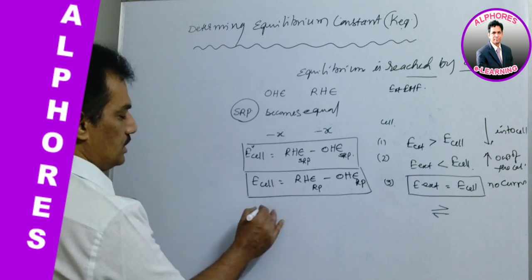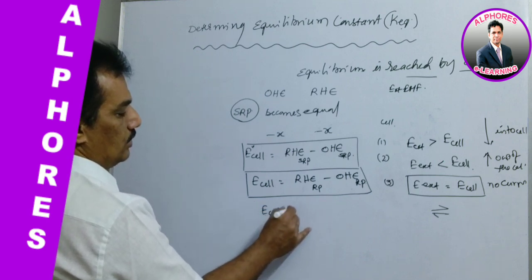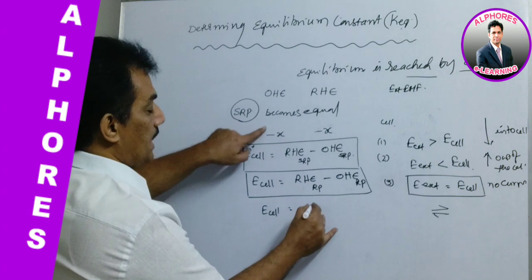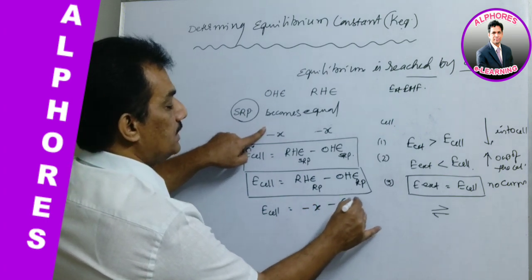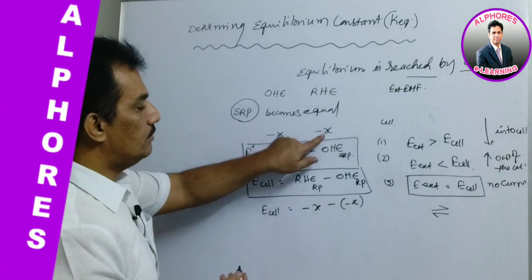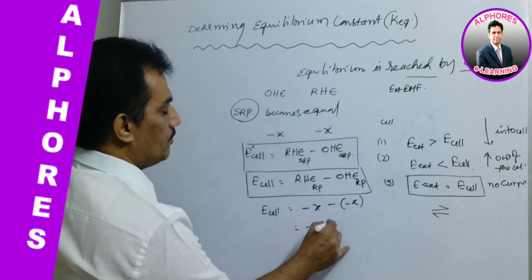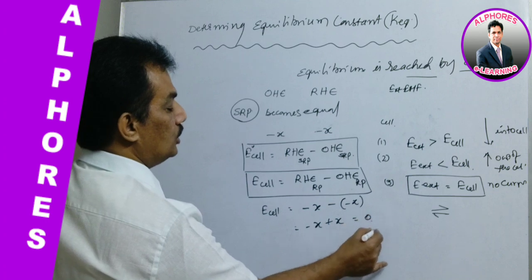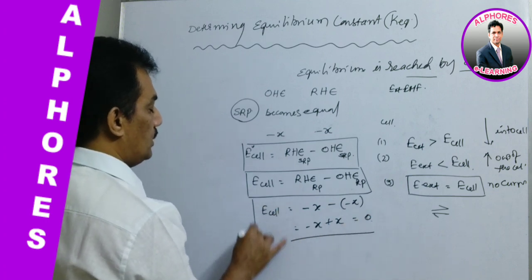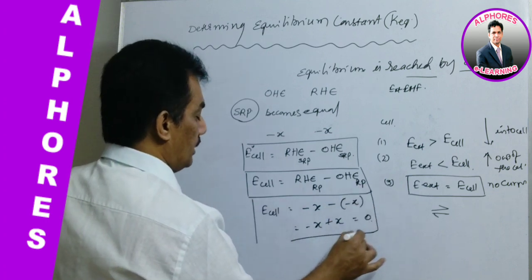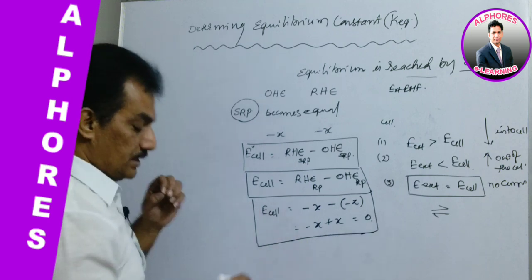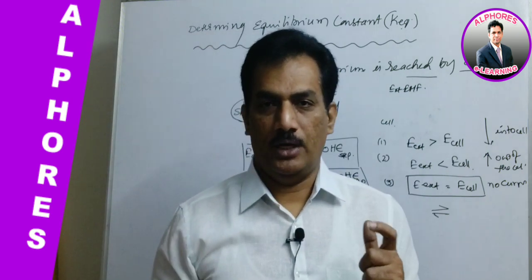Then what happened to this? E cell is equal to minus X minus of minus X, that is minus X plus X, which is nothing but 0. That is one more very important characteristic feature of a cell which is at equilibrium.